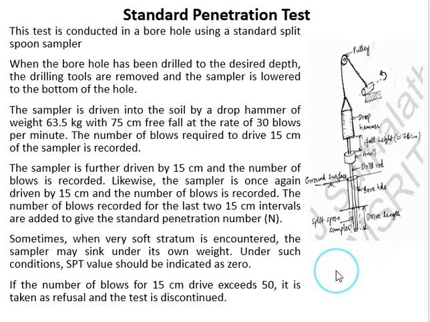Sometimes when a very soft stratum is there, then the sampler may simply sink into the soil under its own weight. Under such conditions, we should take the standard penetration number as 0. And if the number is exceeding 50, then we should take it as refusal and the test is discontinued.